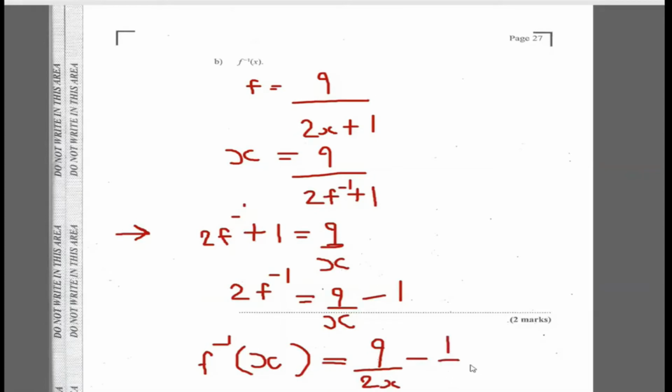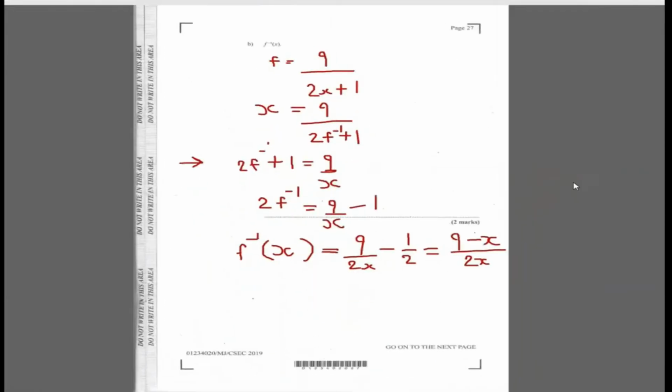Some persons might want to write it pretty, and they might write it as 9 minus x over 2x, by multiplying the half by x. If you want to write it that way, this is fine as well. Either way is fine, but this is f inverse. Nice and easy.